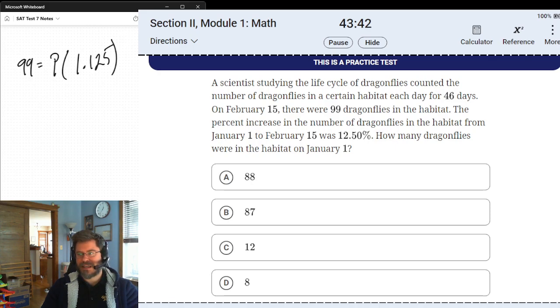We don't really care about that 46 here. They counted that's there to throw us off. Some people are going to put this to the 46th power, but I am pretty darn certain that that is a trap. We're just going to divide 99 by 1.125.